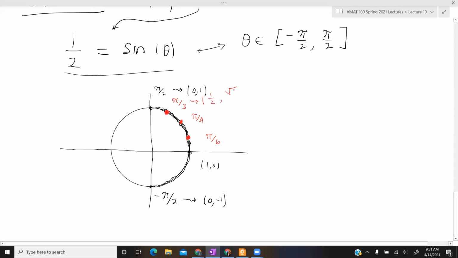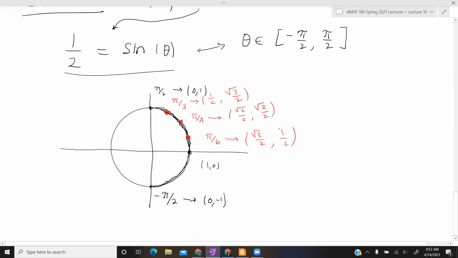1/2, root 3 over 2. This is root 2 over 2, root 2 over 2. And then this corresponds to root 3 over 2, 1/2. And this is the one we want right here.